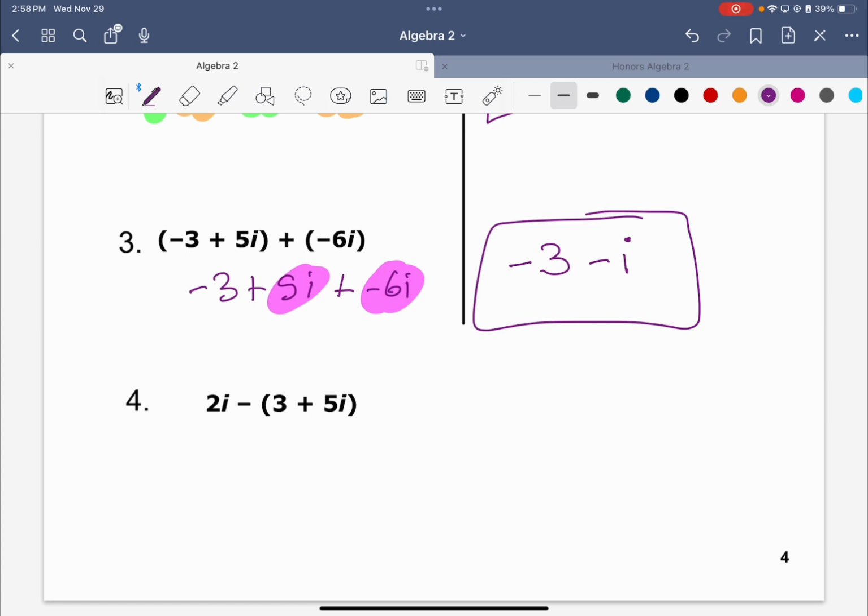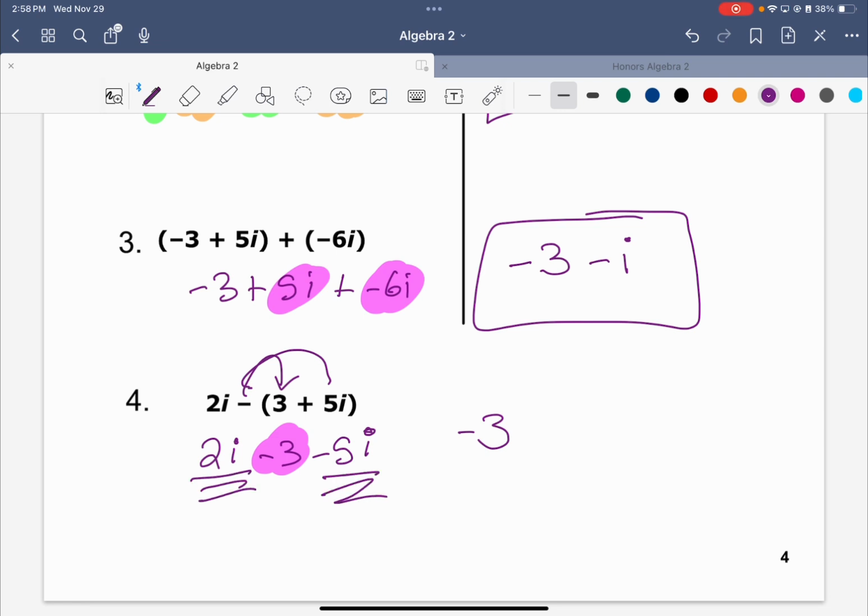Second one, subtraction, so we have to distribute. So it's 2i minus 3 minus 5i. Find my real part. Negative 3. 2i minus 5i is negative 3i.